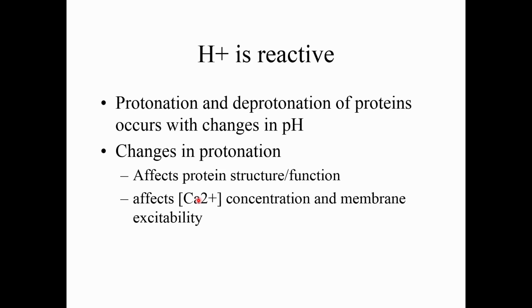Now, on the flip side of that, if hydrogen ion concentration is very low, then those spots on the proteins that hydrogen might ordinarily protonate are unbound. And then calcium will come along and bind those spots, which means free calcium will go down. When free calcium decreases, that causes cells to be more excitable because the sodium channels are more likely to open up. So changes in hydrogen ion concentration affect protein structure and function, but also have a profound effect on membrane excitability.